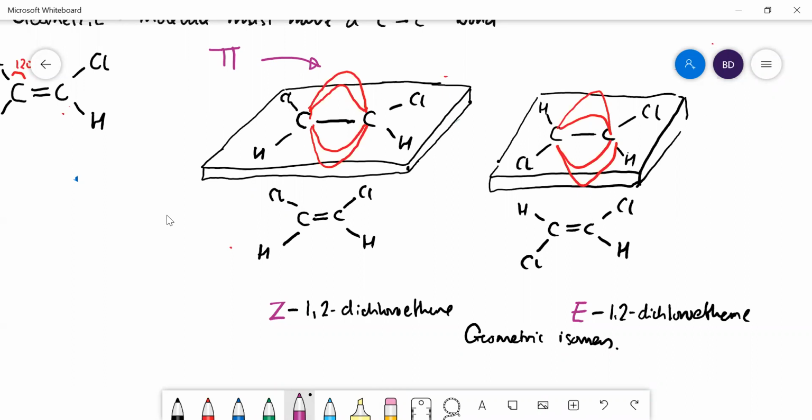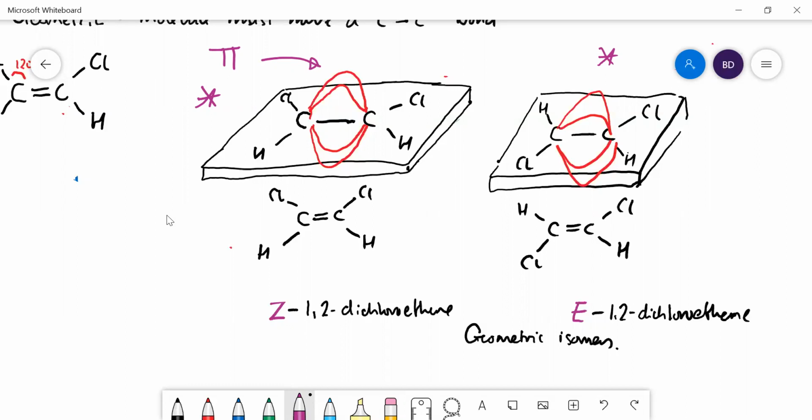1,2-dichloroethene we've got here. We've got the two chlorines on the same side of the molecule. We call that the Z form. And here we've got the two chlorines on the opposite side of the molecule. We call that the E form. And they're going to be two different molecules. Right, let's have a look at some more examples of it.